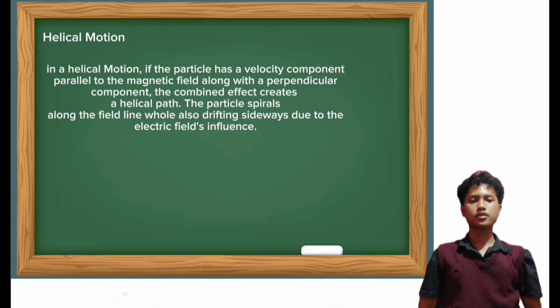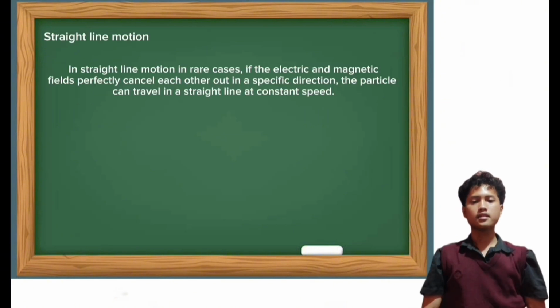In a helical motion, if the particle has a velocity component parallel to the magnetic field along with a perpendicular component, the combined effect creates a helical path. The particle spirals along the field line while also drifting sideways due to the electric field's influence. Lastly, straight line motion. In rare cases, if the electric and magnetic fields perfectly cancel each other out in a specific direction, the particle can travel in a straight line at constant speed.